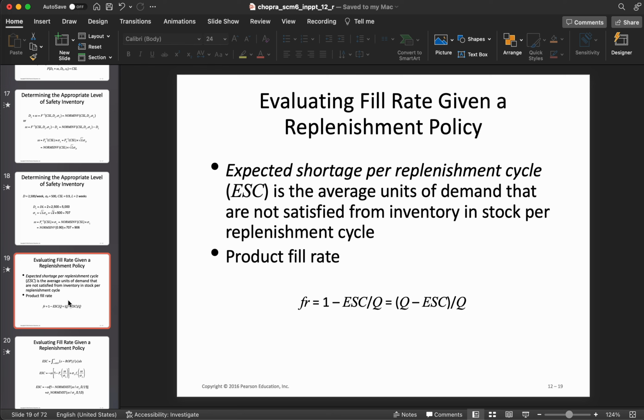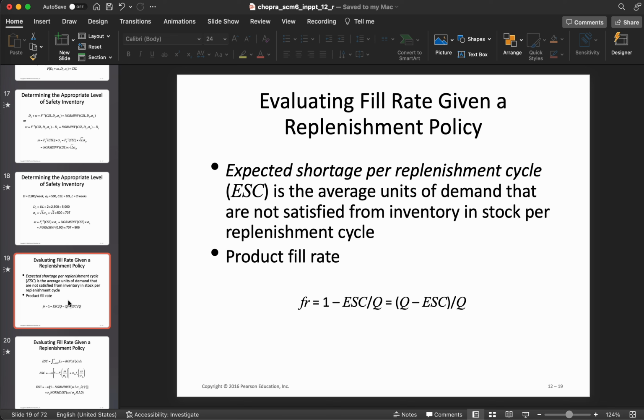All right, so welcome all to this unexpected video where we'll be talking about evaluating fill rate given a replenishment policy. We'll look at what your fill rate will be given a replenishment policy, and how you will calculate a replenishment policy given a particular fill rate. We did that with cycle service level in the previous video. We'll do the same thing with fill rates in this particular video.